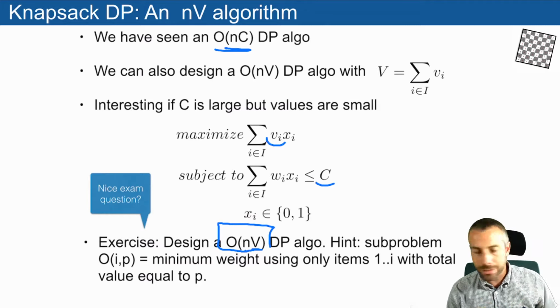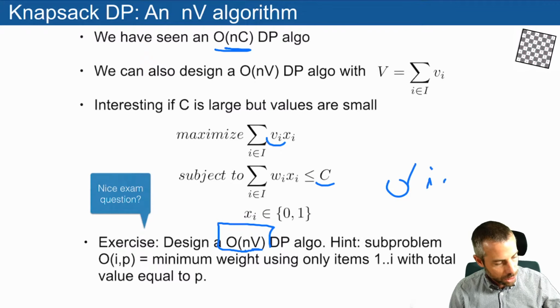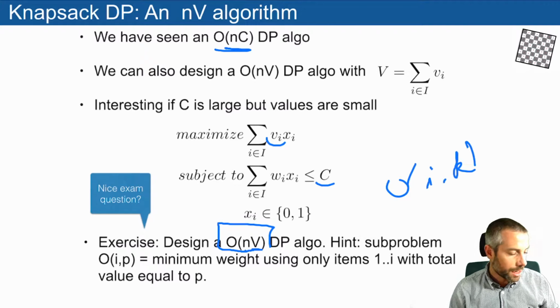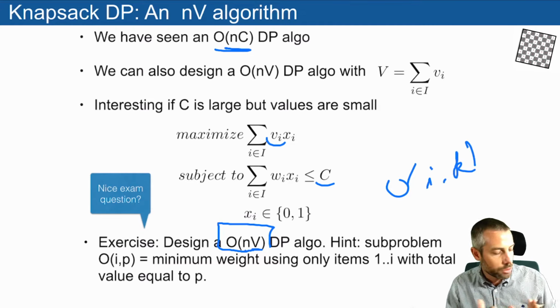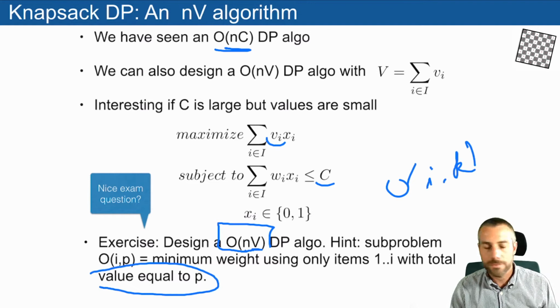Just a small hint: instead of using O(I, K), you will use O(I, P). I is of course the limit up to the number of items that you want to consider, and P means that this is the exact value that you want to reach using this computation. So this is something that you might consider as an alternative implementation to the knapsack problem as well.